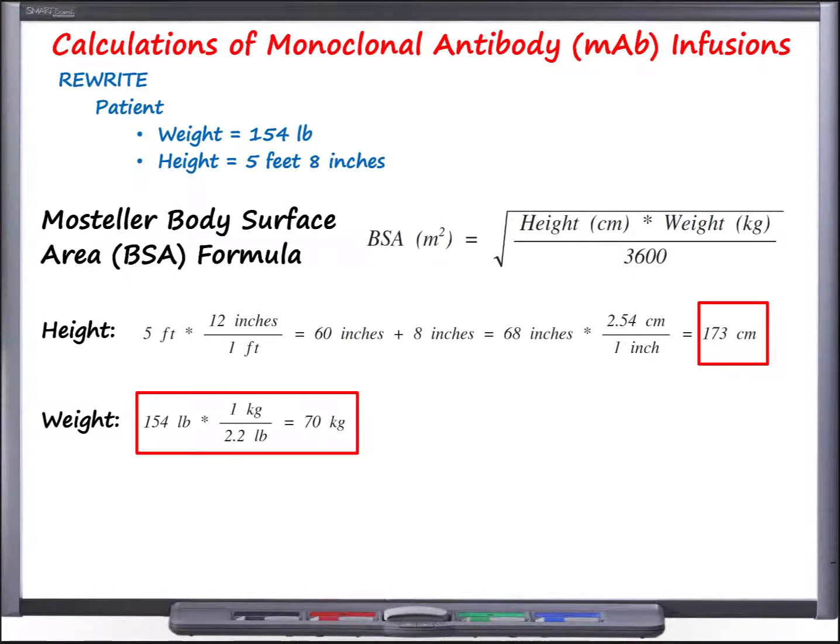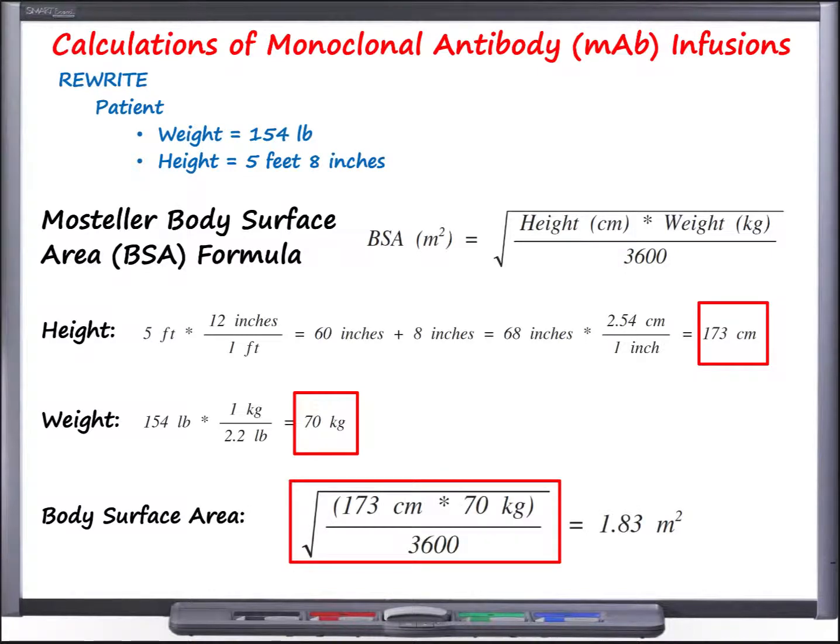We were given 154 pounds. If we multiply that by the conversion of 1 kilogram per 2.2 pounds, so that the units of pounds cancel, we can see that this patient weighs the equivalent of 70 kilograms. Now we can actually calculate the body surface area.